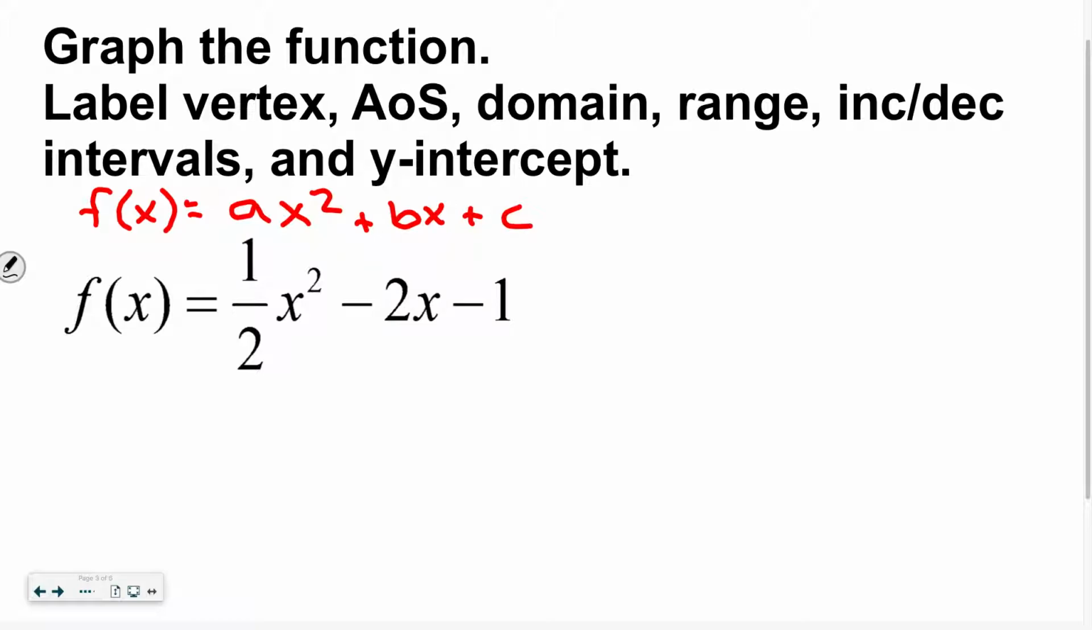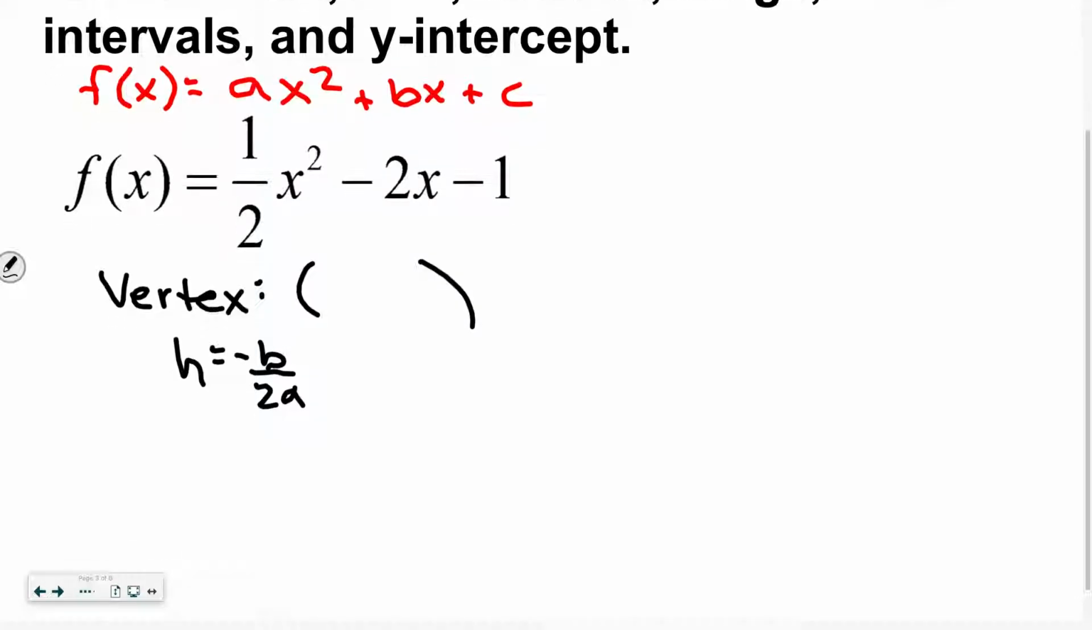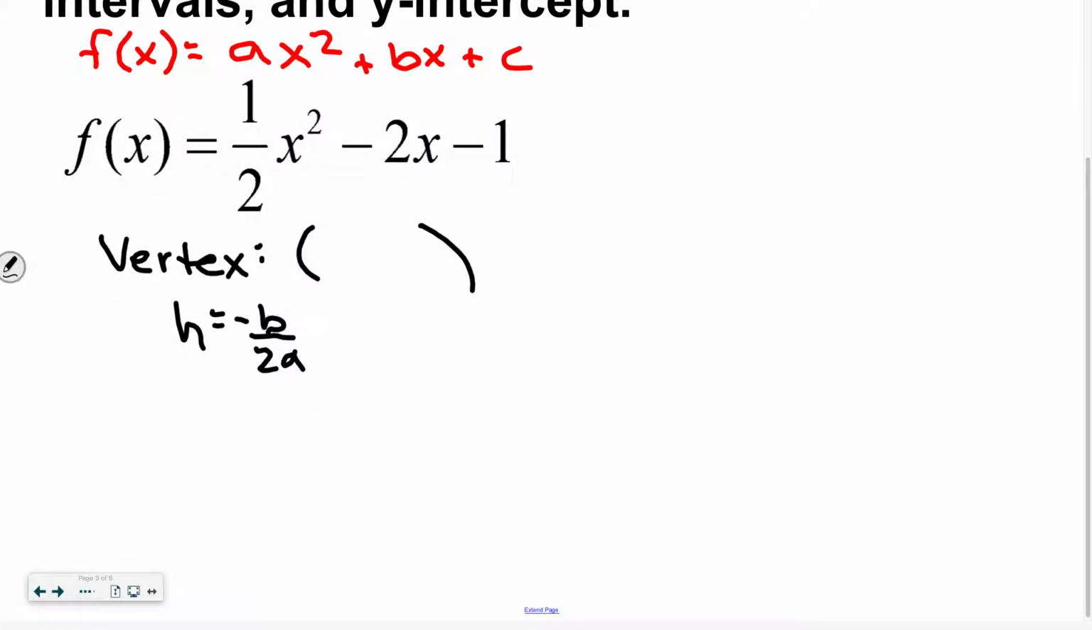All right, remember, looking at this, none of these numbers are my vertex. Please don't tell me my vertex is at 2, -1. It is not. This is not vertex form. So we're going to have to do some work to find our vertex. Okay, to get the first coordinate of our vertex, remember our h, we're going to do the opposite of b over 2a. So looking at our equation, what is the opposite of b? Positive 2.